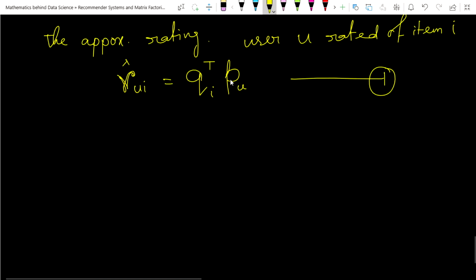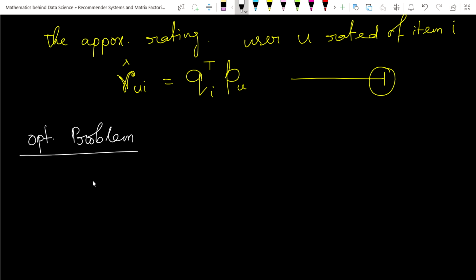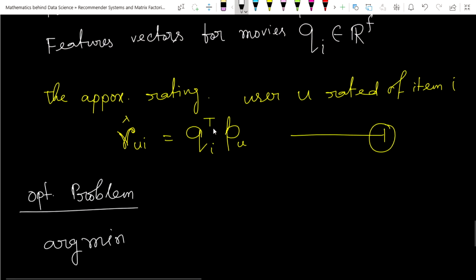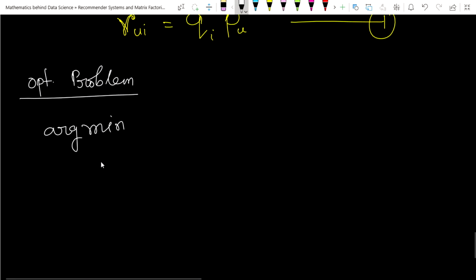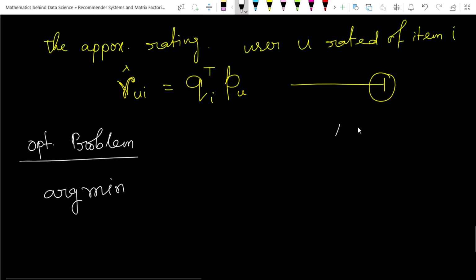So the objective function that we got, the optimization problem that comes into the picture, is that we have to minimize, meaning find the argmin, and what we have to predict are P and Q. This P is responsible for the features matrix for user U.